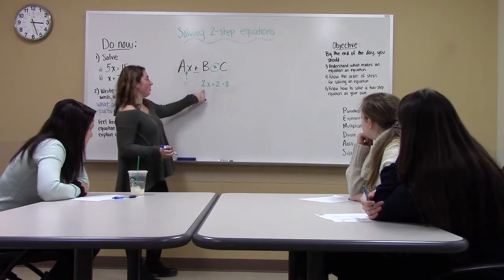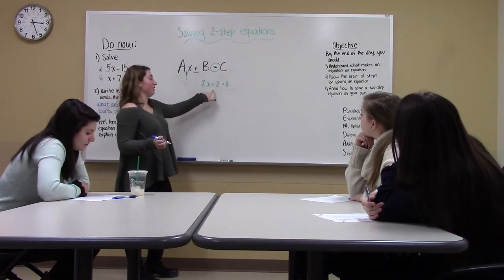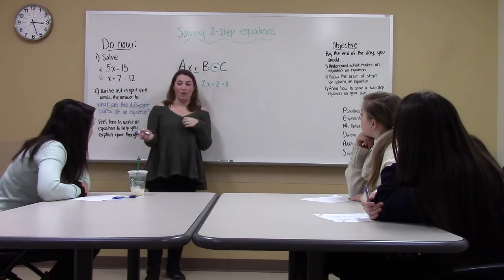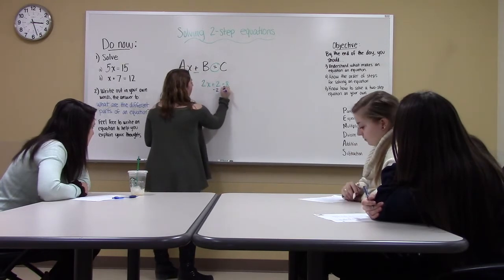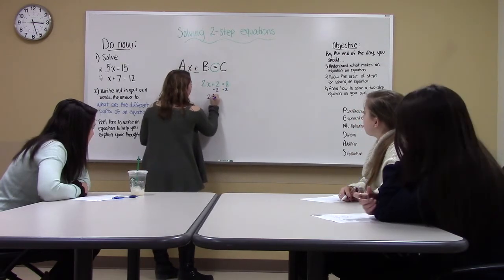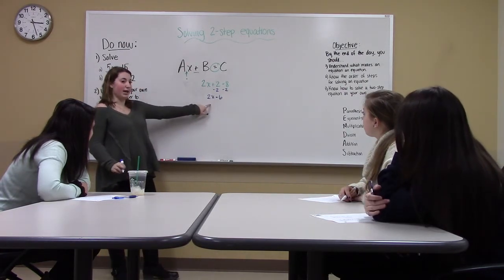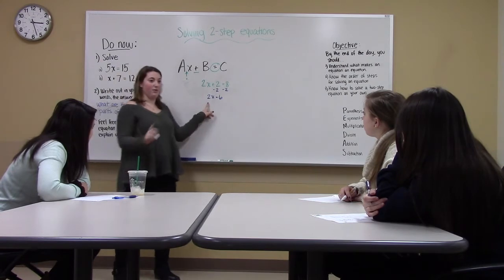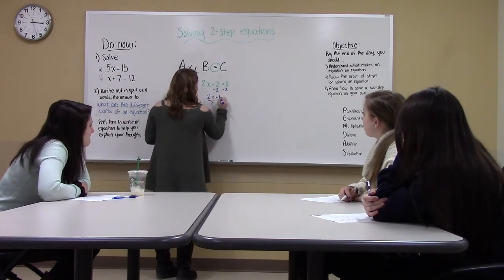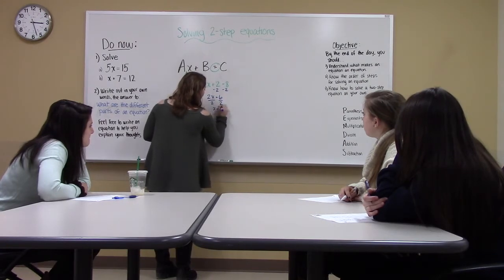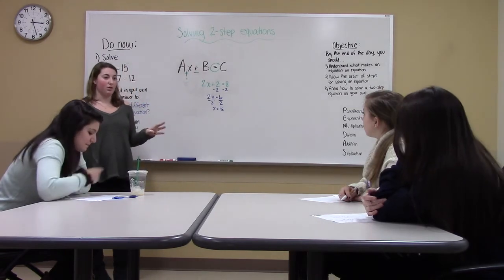So for this, you have 2 times x plus 2 equals 8. There's the addition here. So what are we going to do? What's the opposite of addition? Subtraction. Right. So we're going to subtract 2 from both sides. So now we have 2x equals 6, right? Then this is 2 times x. So what is the opposite of multiplication? Division. Right. Good. So we're going to divide by 2. So we get x equals 3. Okay? So now I want you guys to write down your own equation.